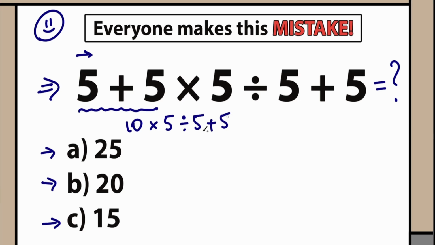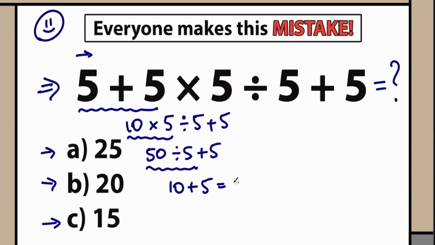Then we have 10 times 5 equal to 50. Let's rewrite this expression because we still have this one. So 50 divided by 5 and plus 5. Once more from left to right, 50 divided by 5 equal to 10 and 10 plus 5 equal to 15. So a lot of students might be saying, okay, this is a correct solution and this is a correct answer.